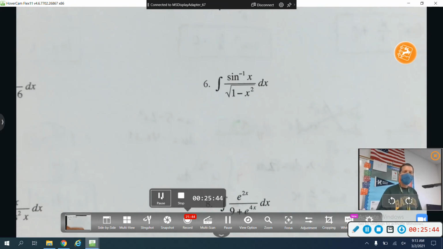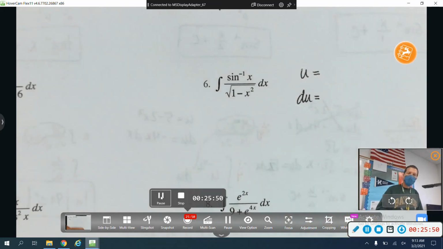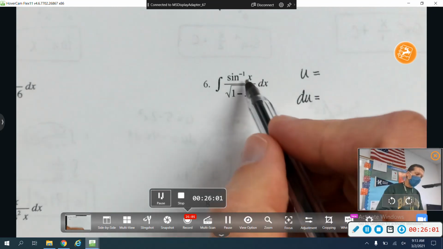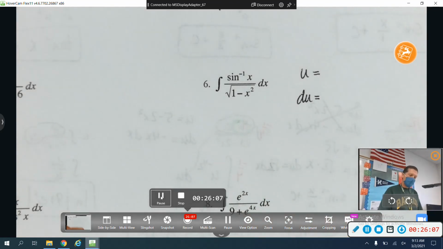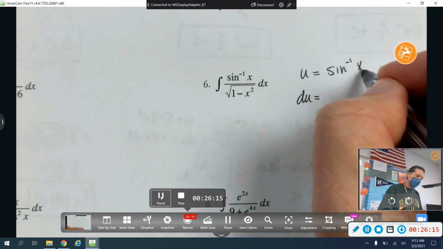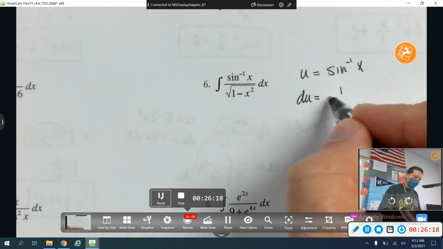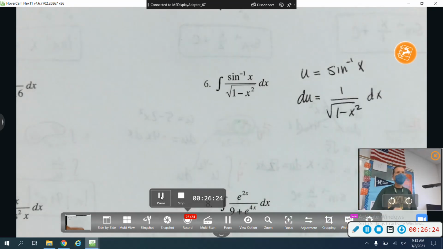Six is kind of goofy. Look at what you've got. Sine to the negative 1 of x. What about sine to the negative 1 of x? We can do something with it. You can. The stuff we did a couple days ago. If I let u be inverse sine of x, the derivative of inverse sine is, oh, what are the odds of that? That's good news for us.